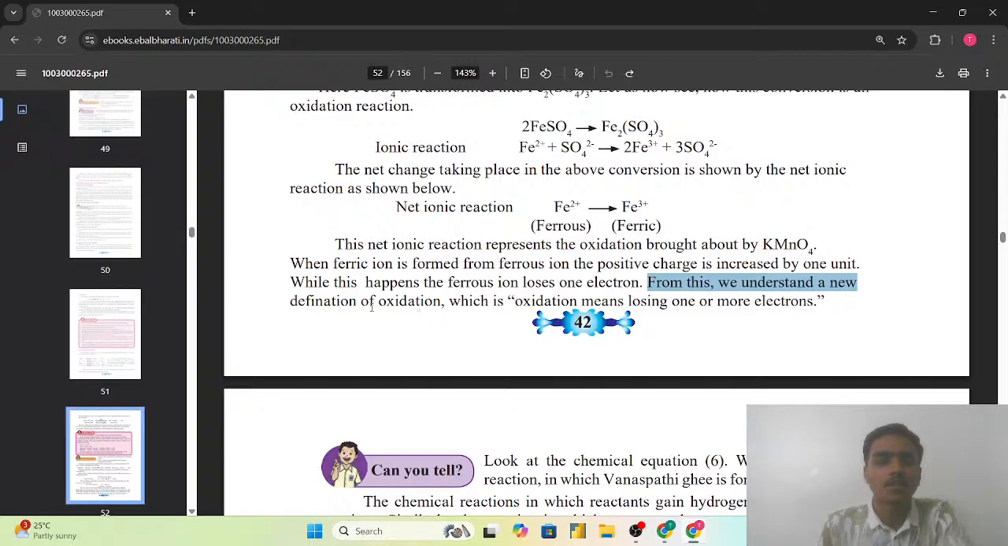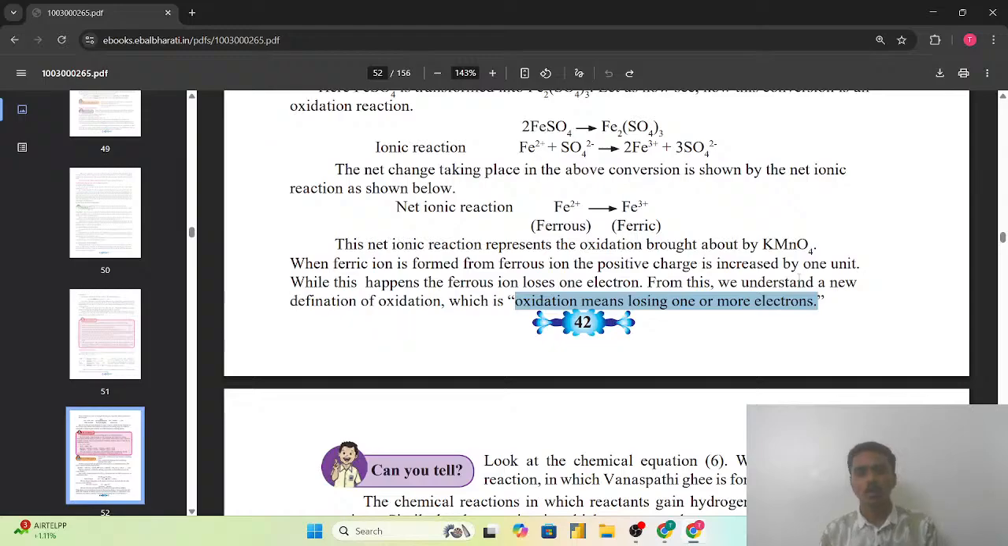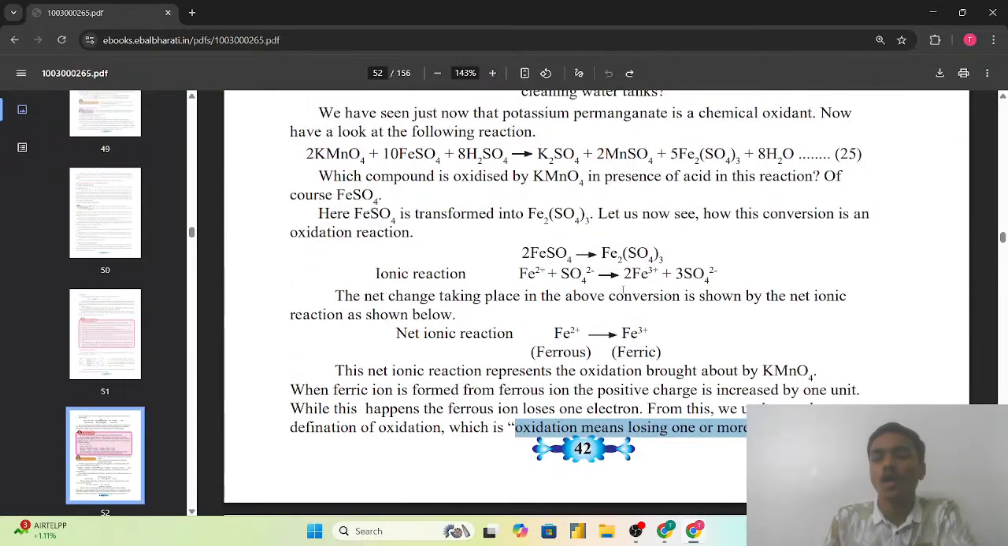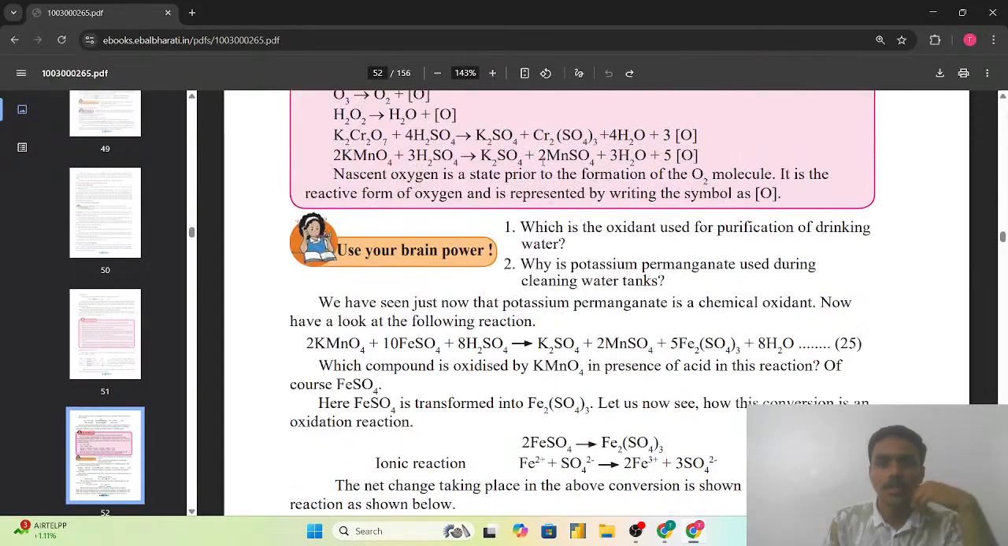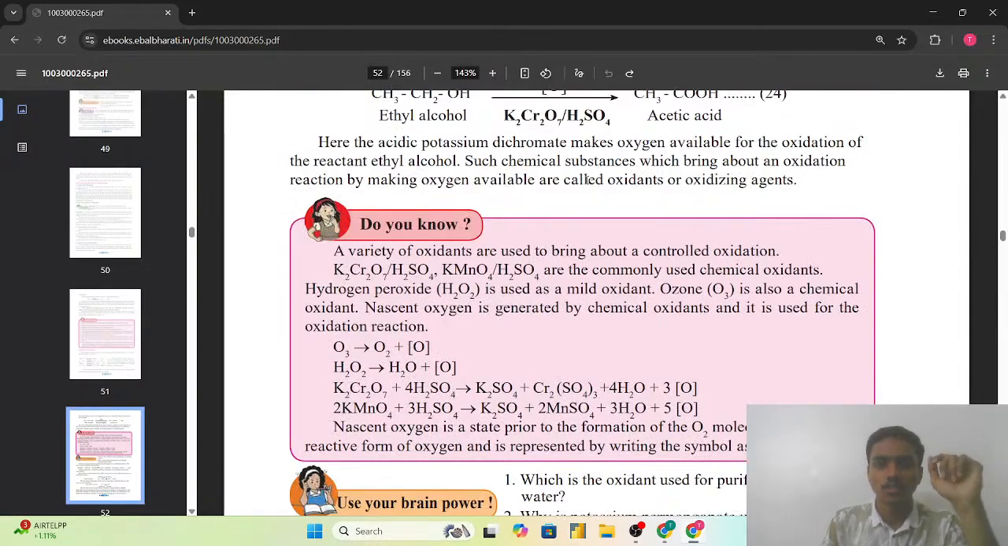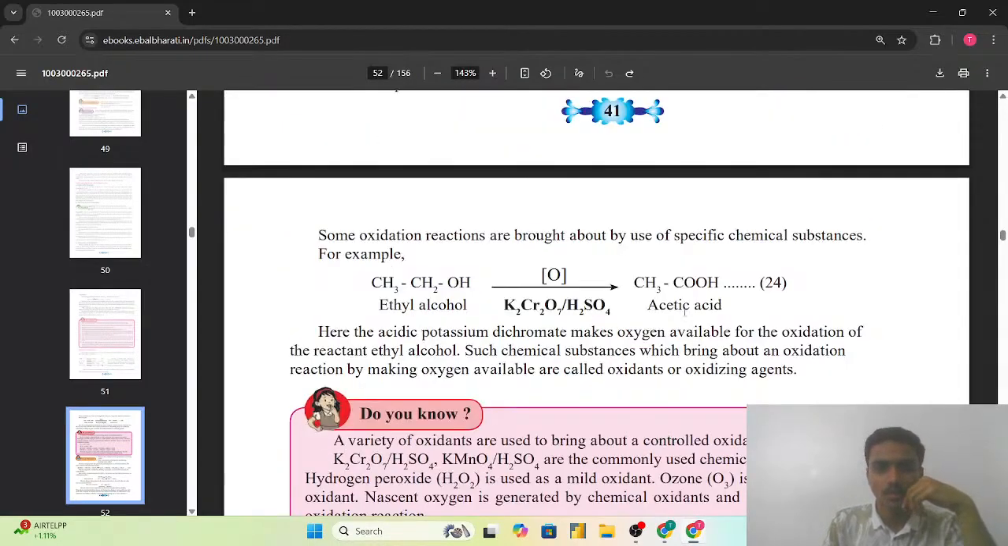From this we understand a new definition of oxidation, which is: oxidation means losing one or more electrons. Again, try to note down about this. Oxidation means losing one or more electrons. This is another definition for the oxidation reaction. पहली definition क्या थी जो कि हमने देखी यहाँ पर, कहाँ पर देखी.